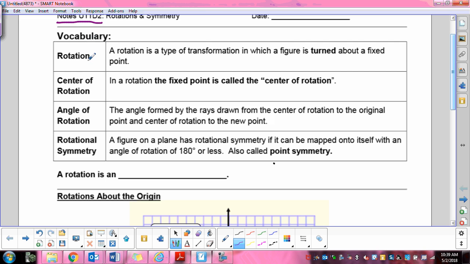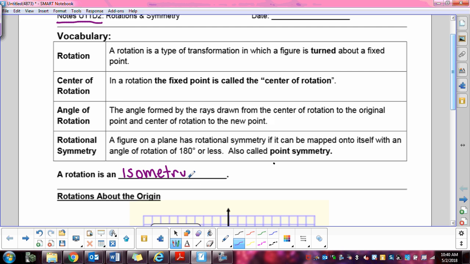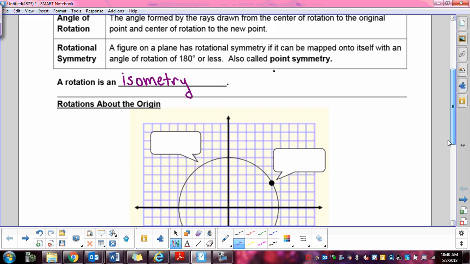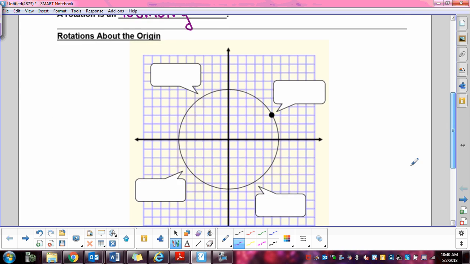So this is a rotation. Usually we rotate it about the center of the coordinate plane, which is the origin. It says a rotation is an isometry. If you remember from day 1, an isometry means that the figures are going to be congruent. So they're going to look exactly the same.